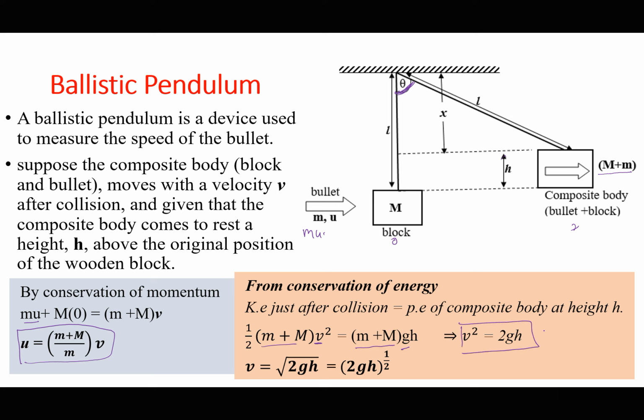So the speed of the composite system can be obtained from the square root of 2 times the acceleration of free fall times the vertical height. So if we can measure or calculate the vertical height, then we can find the speed with which the composite object moves. Let's see this in an example then.